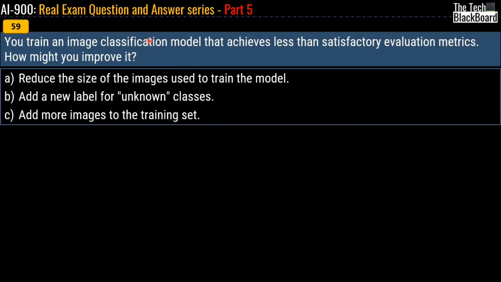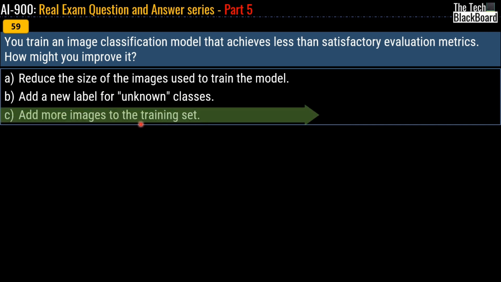And here comes question number 59. The question says that you train an image classification model that achieves less than satisfactory evaluation metrics. How might you improve it? Your options are: should you reduce the size of the images used to train the model, or should you add a new label for unknown classes? And the last option is, should you add more images to the training set? And the correct answer for this question is you should add more images to the training set.